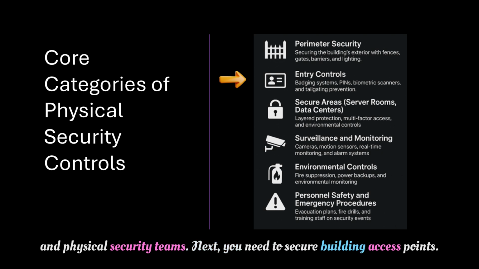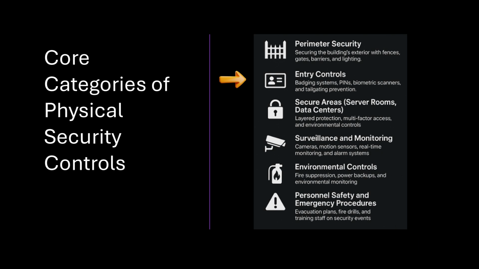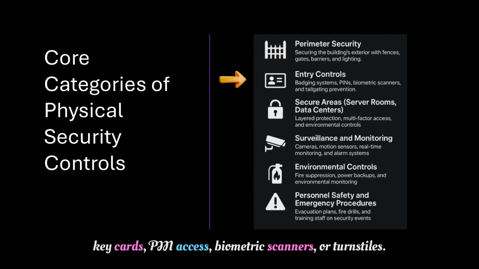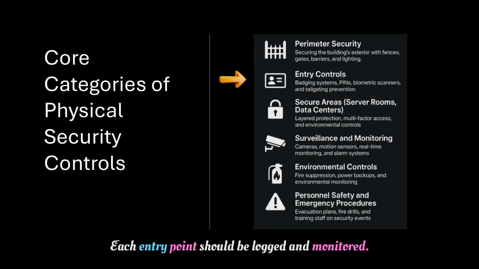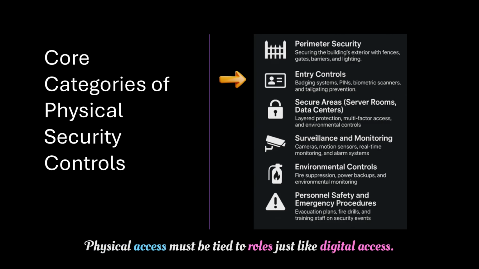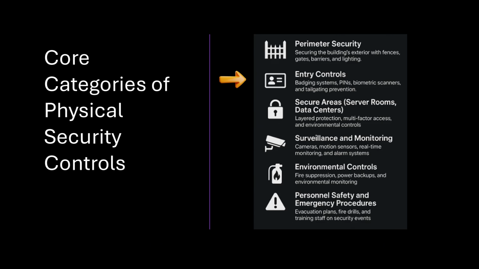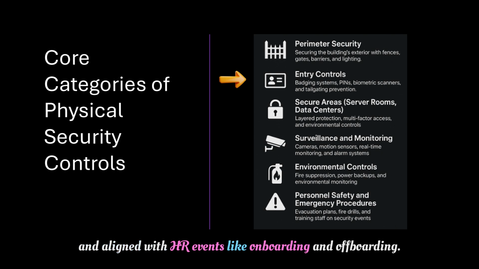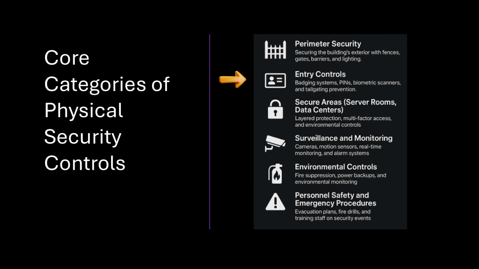Next, you need to secure building access points. This includes badging systems, key cards, PIN access, biometric scanners, or turnstiles. Each entry point should be logged and monitored. You also need to enforce tailgating prevention and visitor escort procedures. Physical access must be tied to roles, just like digital access. You must ensure that access logs are reviewed and aligned with HR events like onboarding and offboarding.